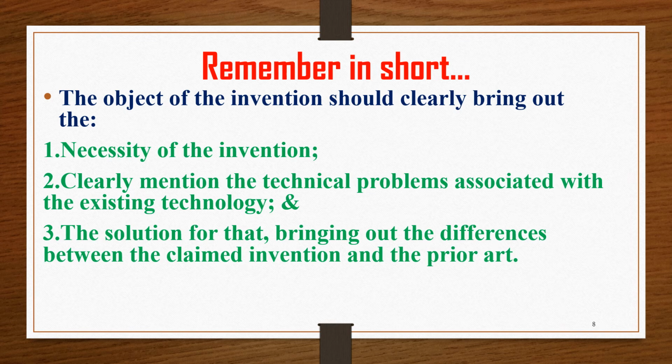Now friends, as a summary, just remember in short, okay? The object of the invention should clearly bring out, point number one, the necessity of the invention. Point number two, clearly mention the technical problems associated with the existing technology. And point number three, the solution for that, bringing out the differences between the claimed invention and the prior art. Fine? Okay.